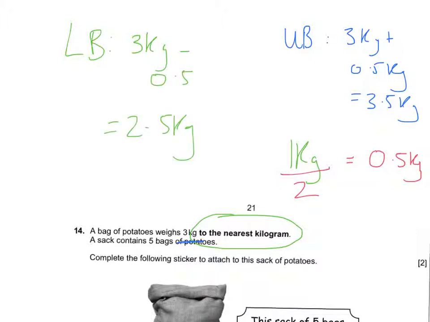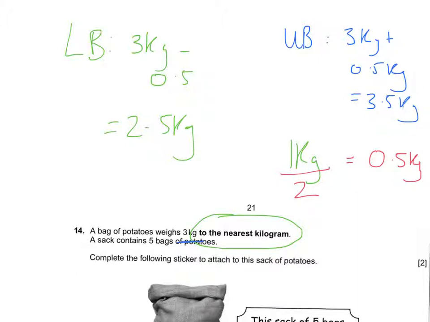Now that means that if you were to round those numbers to the nearest kilogram, if I was to round 2.5, it would go to 3. And this is the bit where people get really confused. They say, well, 3.5 rounded to the nearest kilogram gives me 4, doesn't it? Your lower bound is what the lowest it possibly can be. So if it was 2.4, it would be going down to 2.